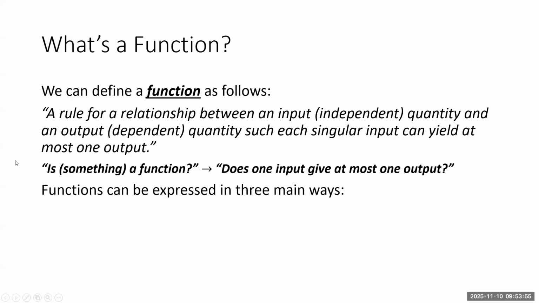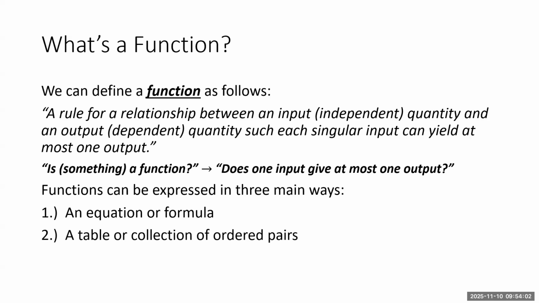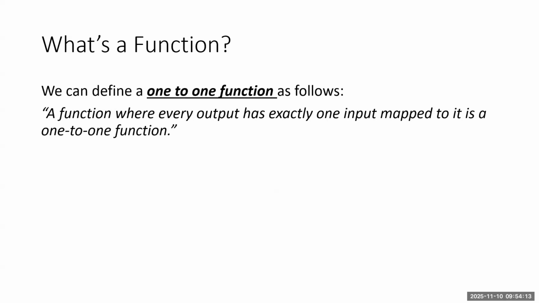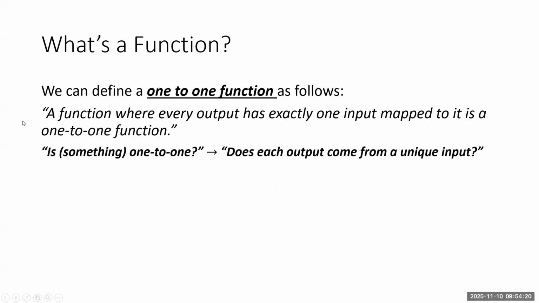Functions can be expressed in 3 main ways. 1, an equation or formula. 2, a table or collection of ordered pairs. And 3, a graph. We can define a one-to-one function as follows. A function where every output has exactly one input mapped to it is a one-to-one function. When I'm asking, is something one-to-one, what I'm really asking is, does each output come from a unique input?